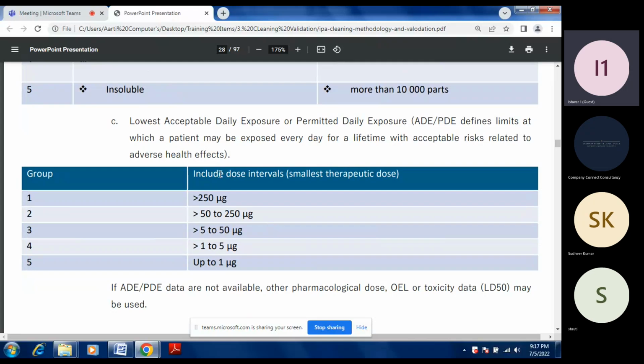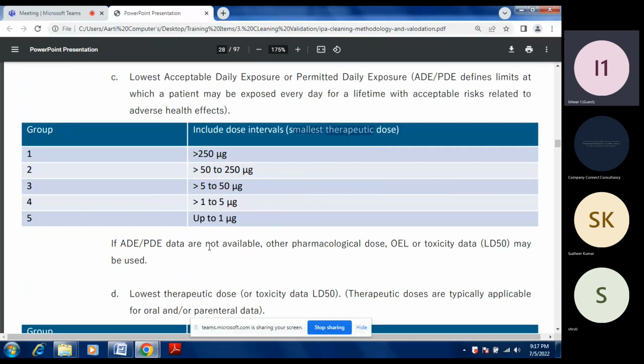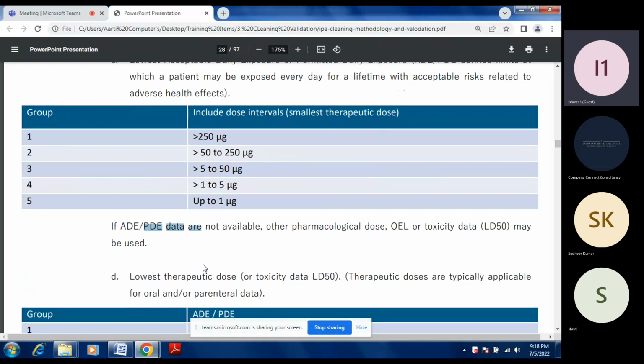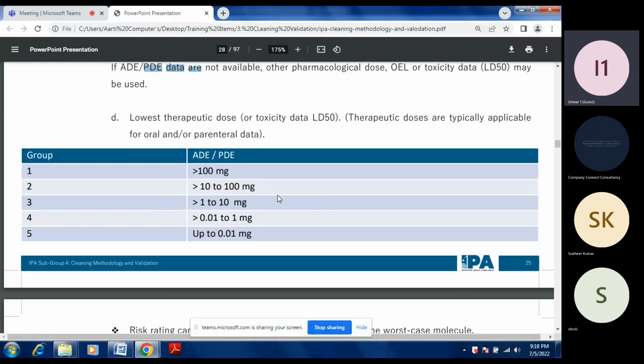And this is the PD value criteria. That is the smallest therapeutic dose. Those criteria are: greater than 250 micrograms, more than 50 to 250, more than 5 to 50, more than 1 to 5, up to 1 microgram. If the AD and PD data are not available, the other pharmacological dose, OEL and LD50 may be used. LD50 criteria, so PD value and AD value.